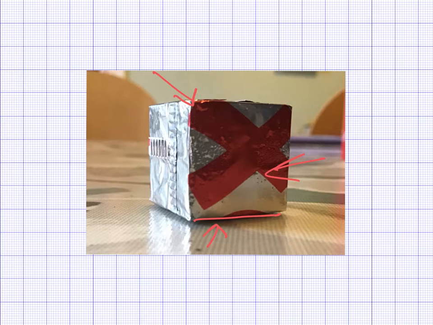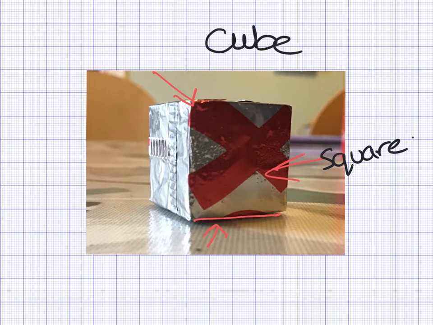Right, we're going to start with this shape, and it is a cube. And in the cube you've got faces, and the faces are made up of squares. And there's 6 different faces and there's 6 squares that make it up. We've also got these edges that run along the side. And corners.